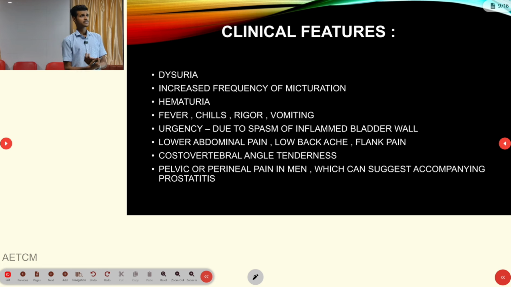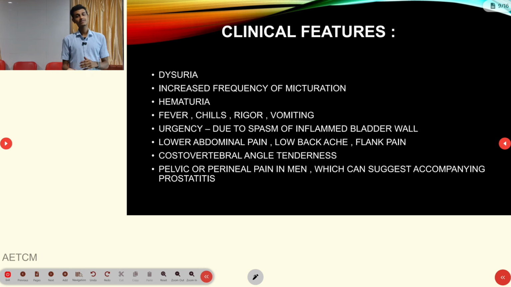Clinical features wise, there are three important features: first, dysuria, difficulty in urination, then increased frequency, and then urgency. These are the three major triad features that arise in urinary tract infection. Along with these, the person will have fever, chills, and rigor. Those are some common things.